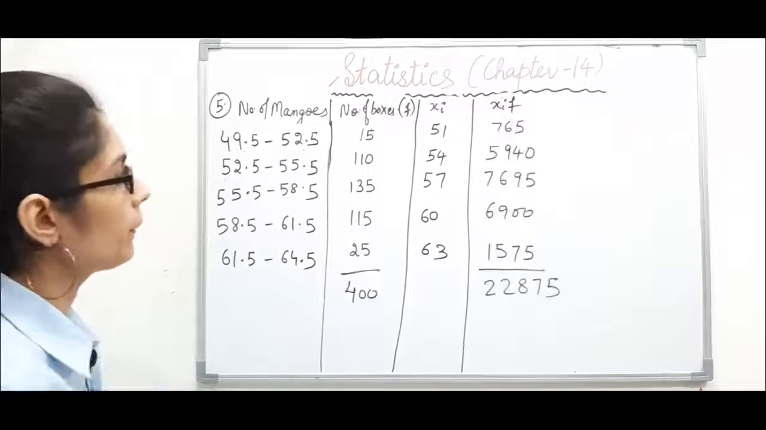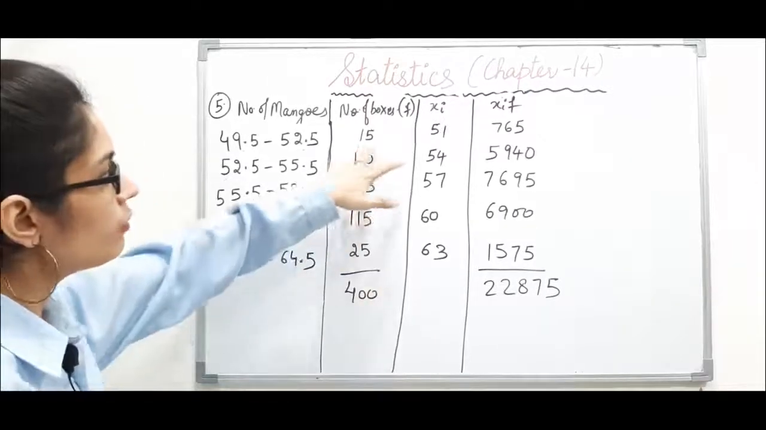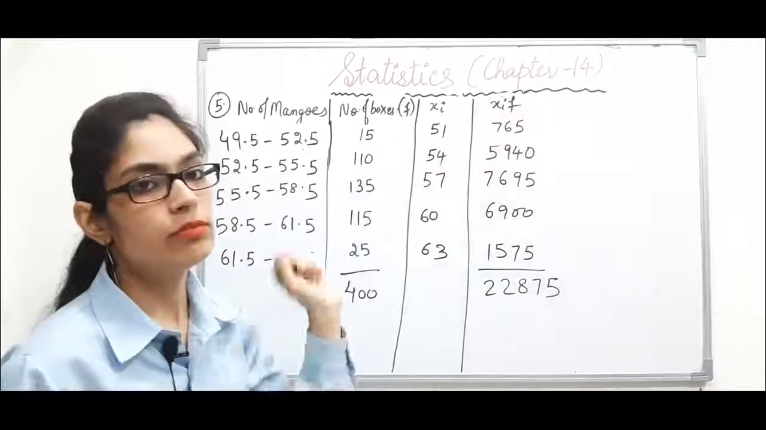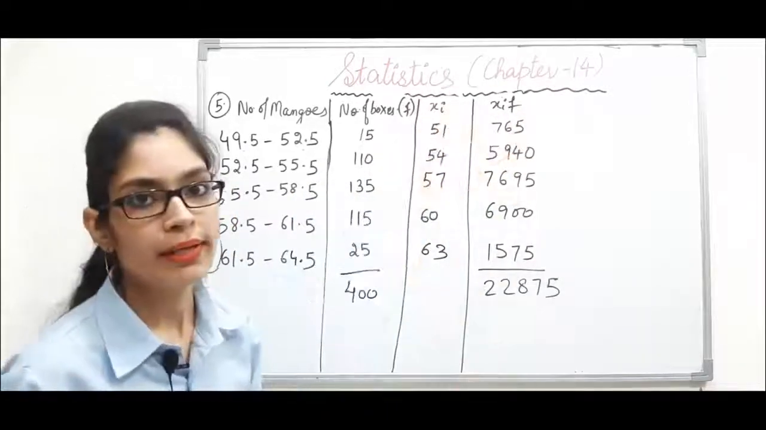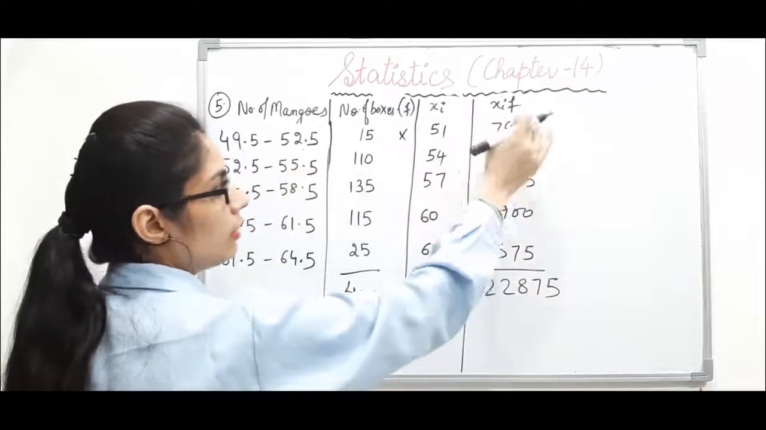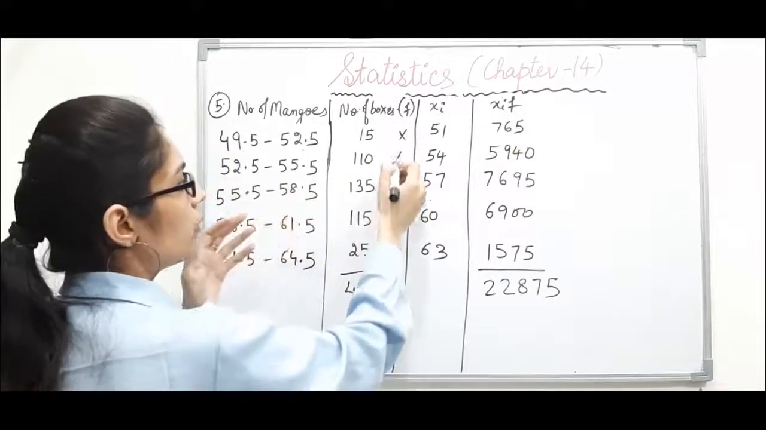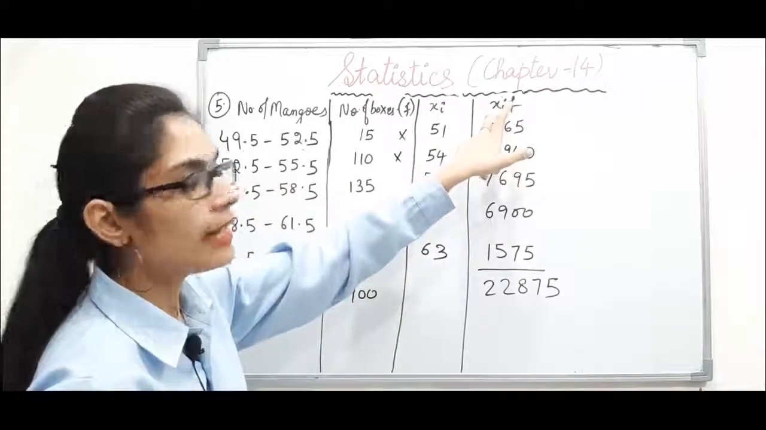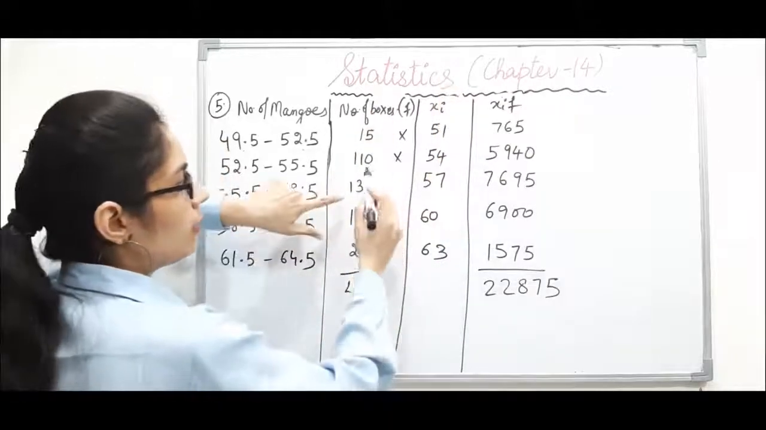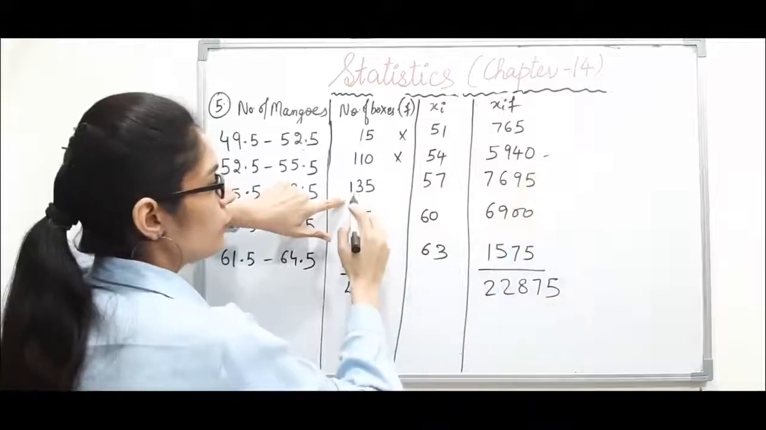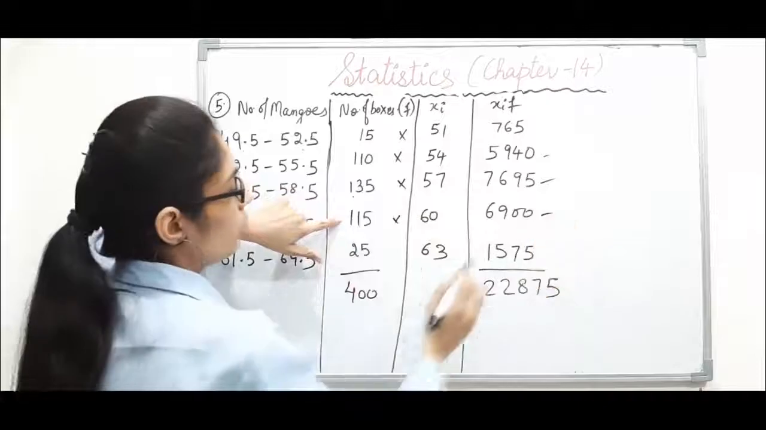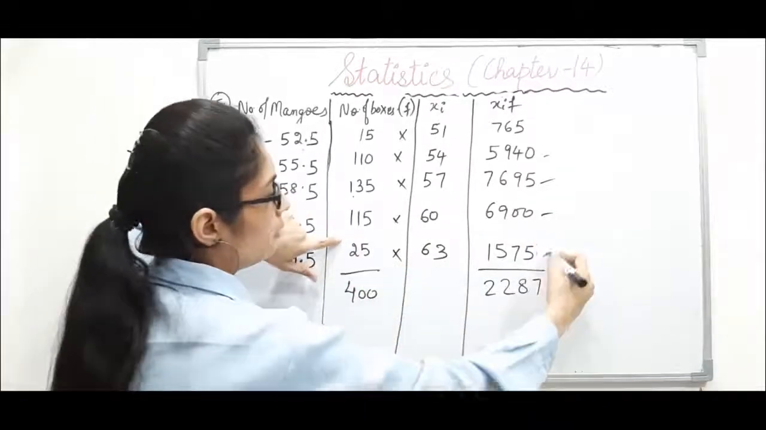So 15 we have, multiply 15 with 51 because we are finding xi into fi. So you can see the terms are very big. When I multiply 15 into 51, I will get 765. In the same way I have multiplied all these terms in order to find xi into frequency. So this is the frequency. I have multiplied 110 into 54, I got this. These two numbers I have multiplied, I got this. These two I have multiplied, I got this, and these two also I have multiplied, so got this value.